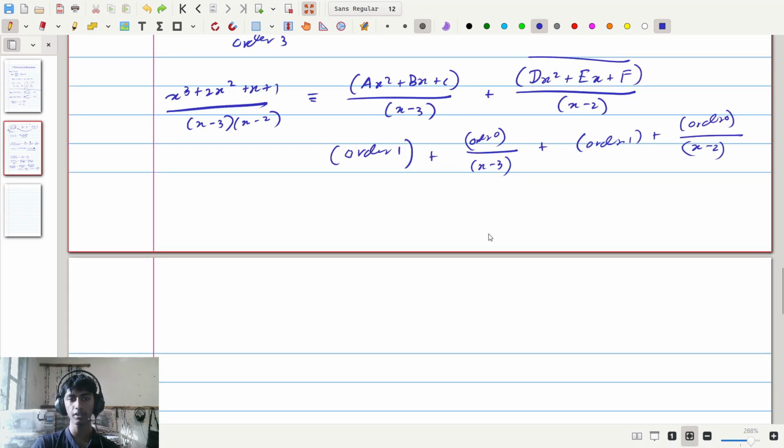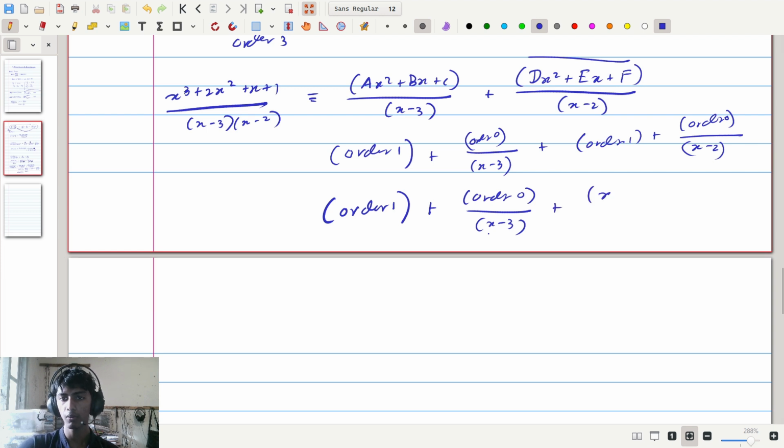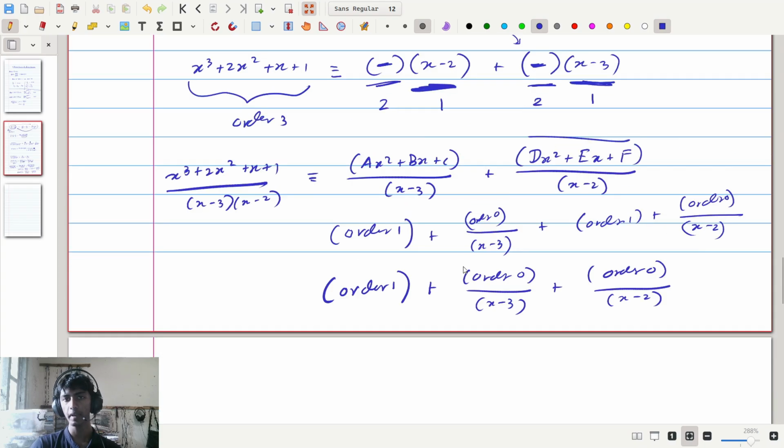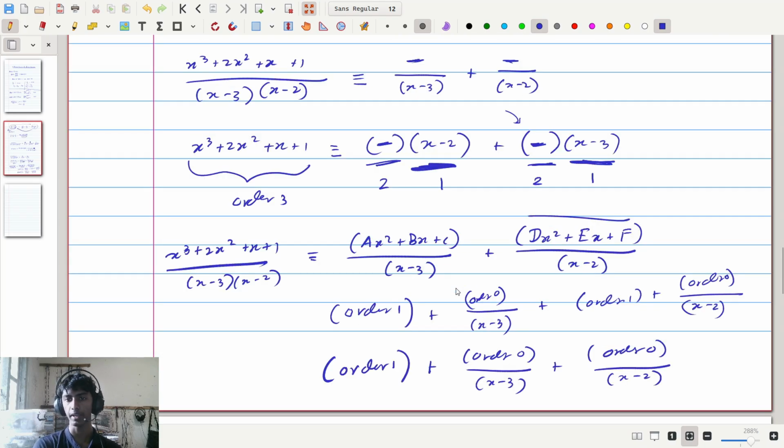We would be able to write these two sums of order 1 polynomials as a single composite order 1 polynomial. This is of course possible. Recall, any polynomial plus another polynomial can be written as a single polynomial on its own. So we could simplify this even further into just a single order 1 polynomial plus some order 0 polynomial divided by x minus 3 plus another simple order 0 polynomial divided by x minus 2. This is what we are expected to do when we are doing partial fractions. We are expected to have only proper rational functions on the right side, and any whole part is expected to be excluded.